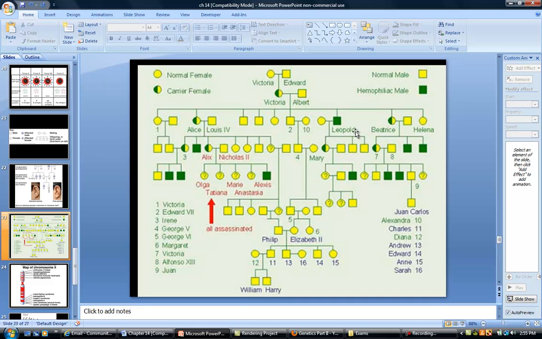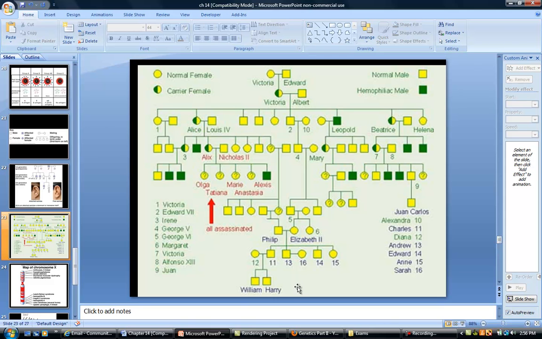If you look, you can see that only the squares are the ones that are filled in with green. So only males are showing to be affected by this. The females are carriers. Now, is it possible for a female to get it? Sure. But really, it's the males that tend to get it much more often.